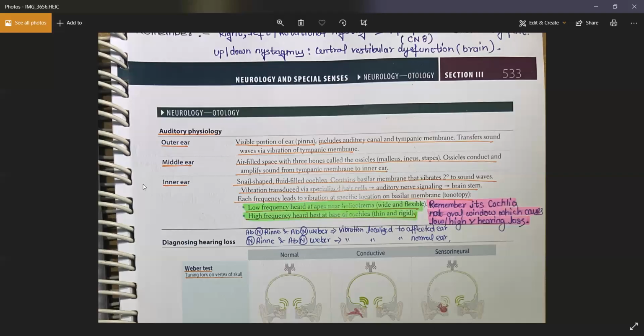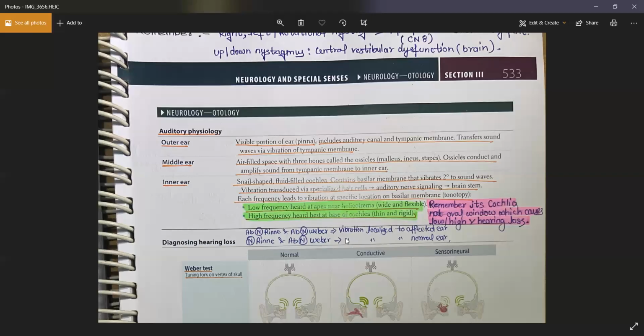Then you have the inner ear. It has a snail shape. It is fluid filled and contains the cochlea, where your specialized hair fibers are present. Whenever these hair fibers move, they vibrate secondary to sound waves, and that will generate the impulses for the auditory nerve signaling.